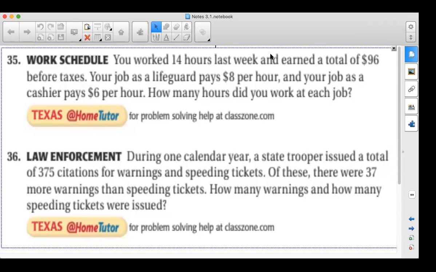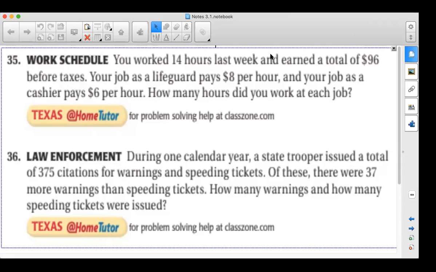Your job as a lifeguard pays $8 an hour, which I'm pretty sure the lifeguards at my pool make more than $8 an hour, and they probably do less than this person would do. They're not very good lifeguards. And I have that on a recording, so hopefully none of the lifeguards will ever watch my recording.